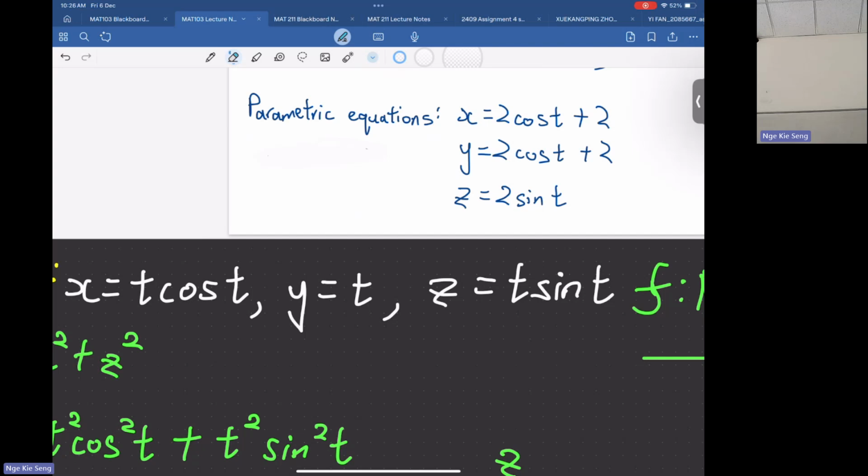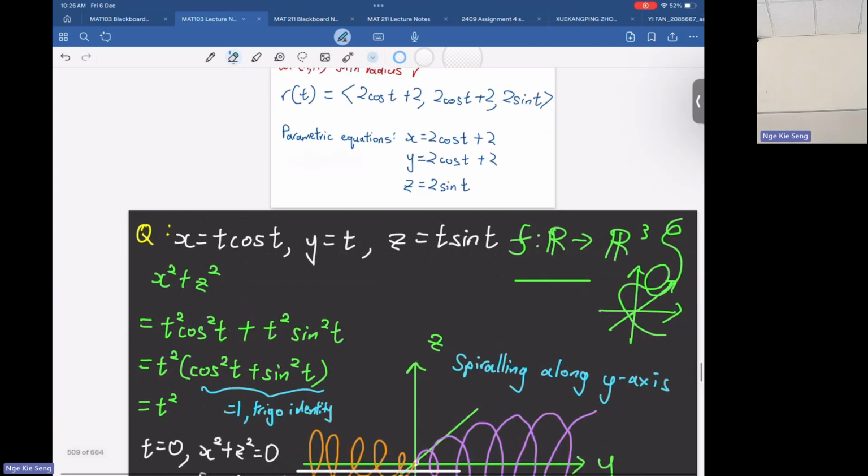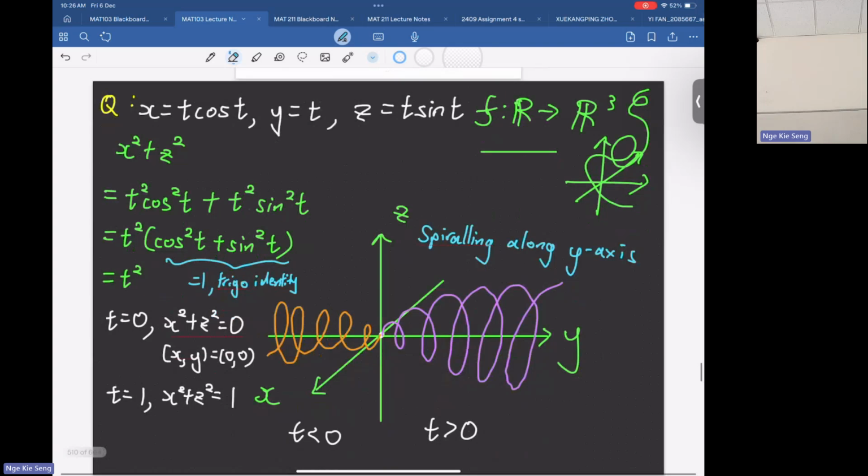But y, what happened to y? y is just a normal moving y equals t. When t moves, y just moves as t. So how should we imagine this shape here? I felt very interested, so I drew it up and included it here. So actually this is a spiral along the y-axis.